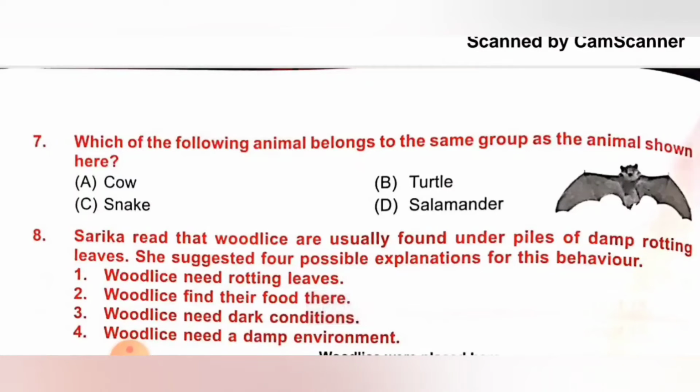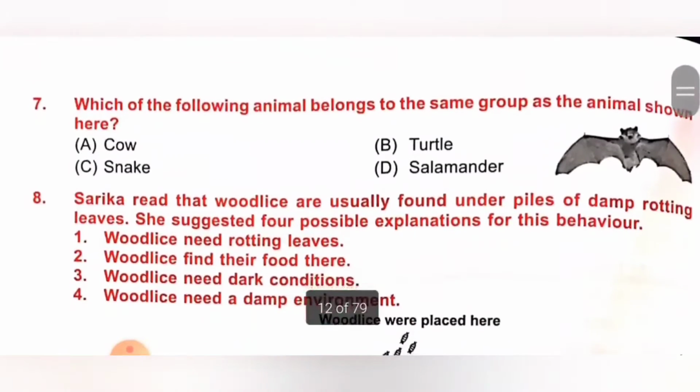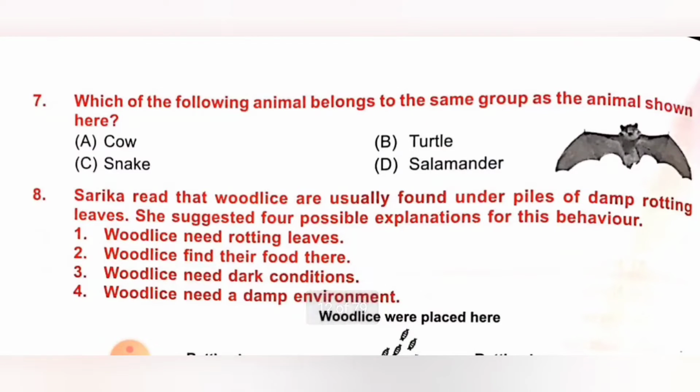Seventh one. Which of the following animals belongs to the same group as the animal shown here? Option A, cow. Option B, turtle. Option C, snake. Option D, salamander. The given animal is a bat. Bat is a mammal, so it gives direct birth. Bat is a mammal like cow, because turtle, snake and salamander are egg-laying animals. But cow is a mammal, same as bat. So option A is the correct answer.